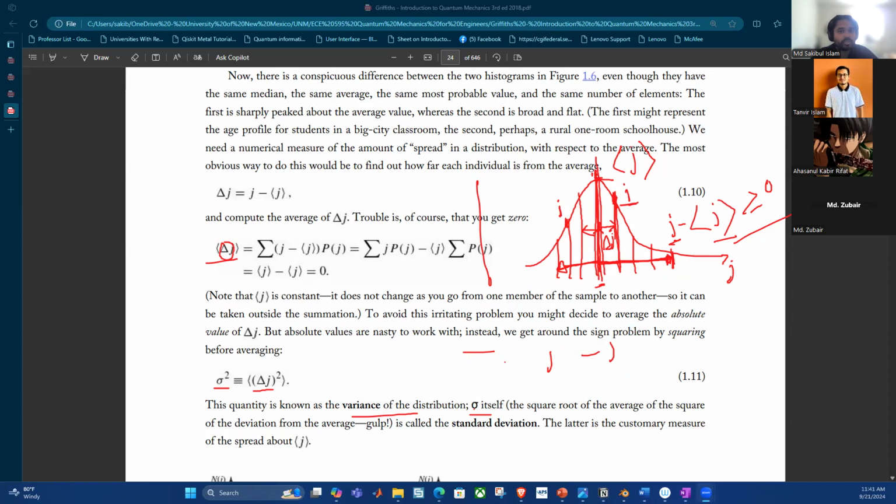Oh, you mean the average of delta J? Okay, broadly, when I was explaining intuitively how it is happening. Okay, let's try to use a board. I believe it will be more helpful.